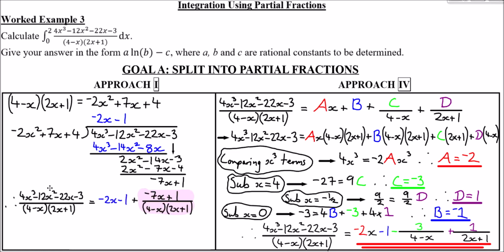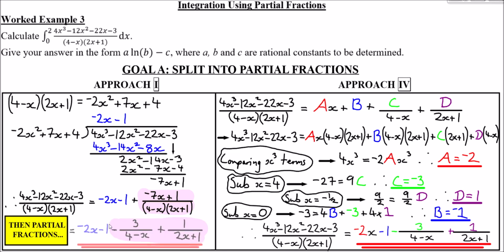So therefore you could say that the original fraction can be written as minus 2x minus 1 plus this remainder all over 4 minus x, brackets 2x plus 1. You then need to do partial fractions again on this pink fraction here. So then partial fractions again, and then I'm not even going to show you, but assuming you want to have a go at it, which you can, you should still get this same result. Minus 2x minus 1, then minus 3 over 4 minus x, plus 1 over 2x plus 1.